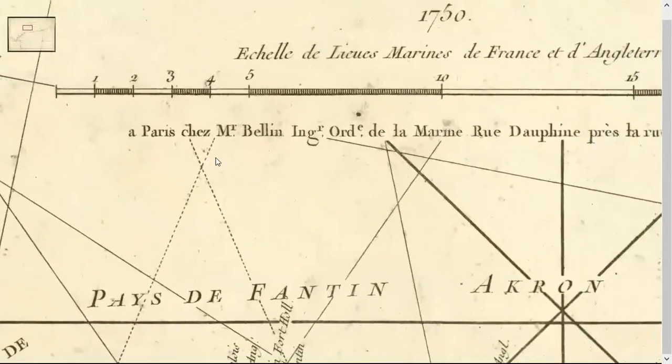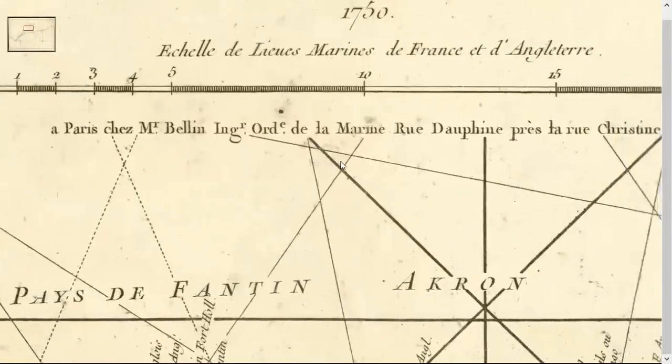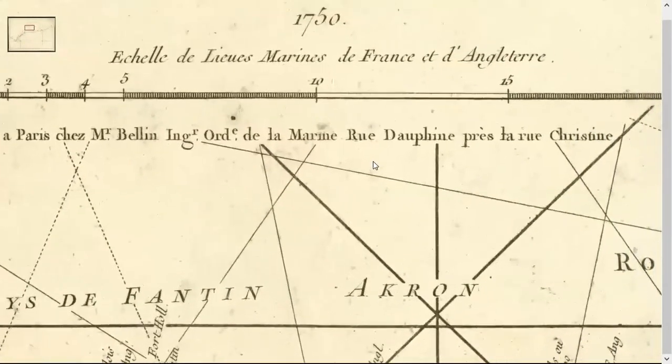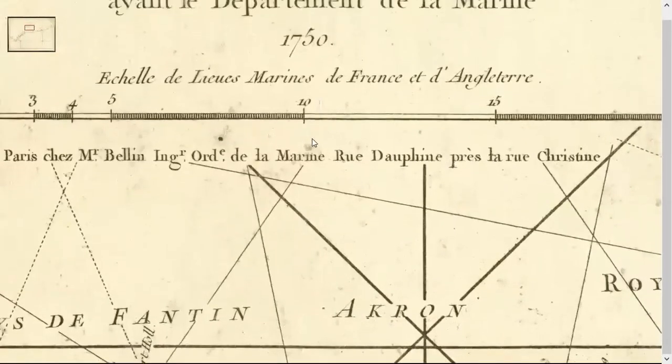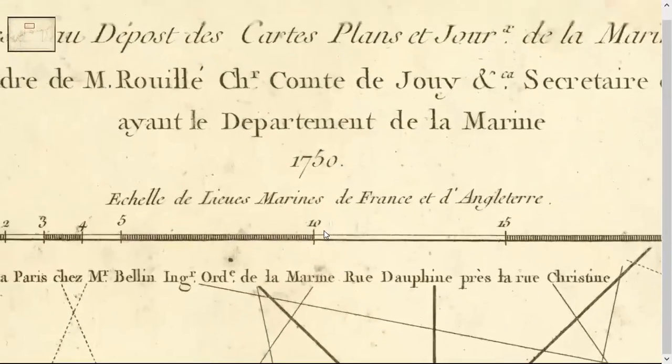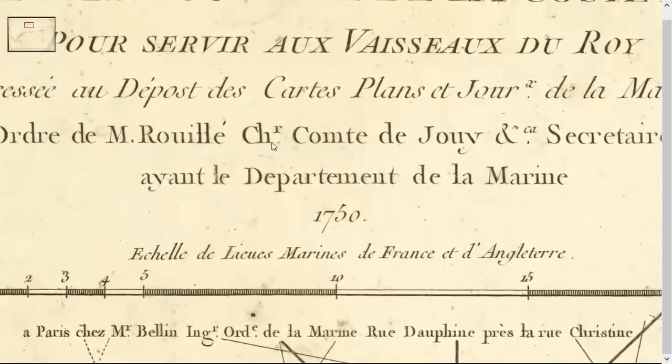He's indicated here as ingénieur, ordre de la marine, rue Dauphine, près de la rue Christine in Paris. It's a 1750 map. It was made on the commission from the Secretary of the Department of the Marine. As he says, in order to serve the ships of the king.